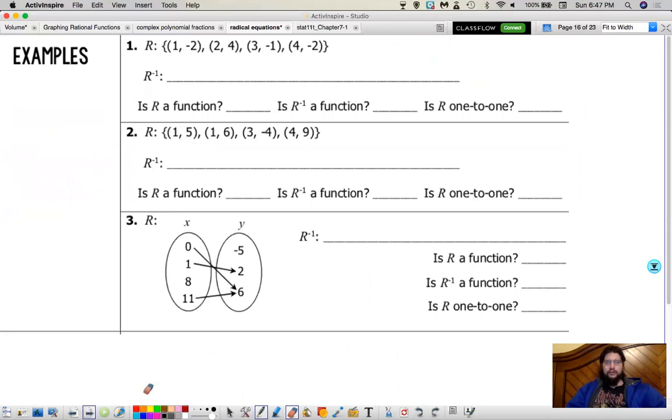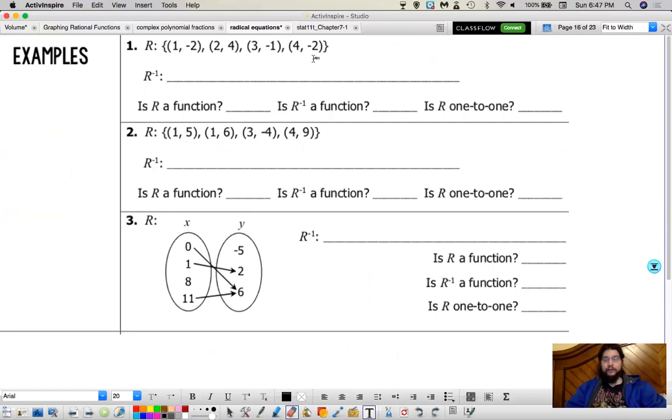Let's look real quick. What's the inverse of this? How do we find an inverse? You swap x and y. Swap x and y, come on now. -2, 1, 4, 2. These are just ordered pairs. -1, 3. And -2, 4.